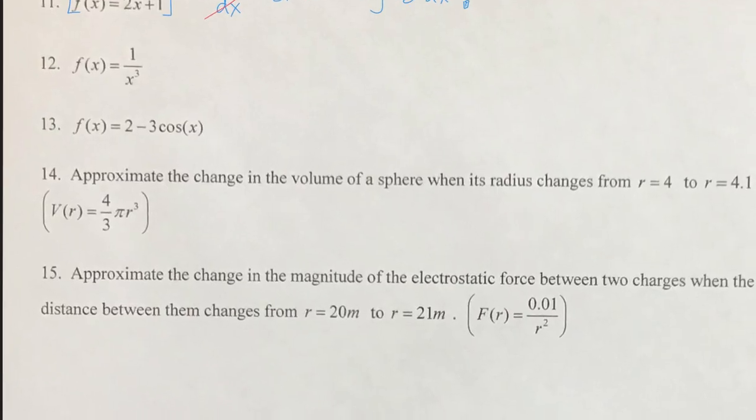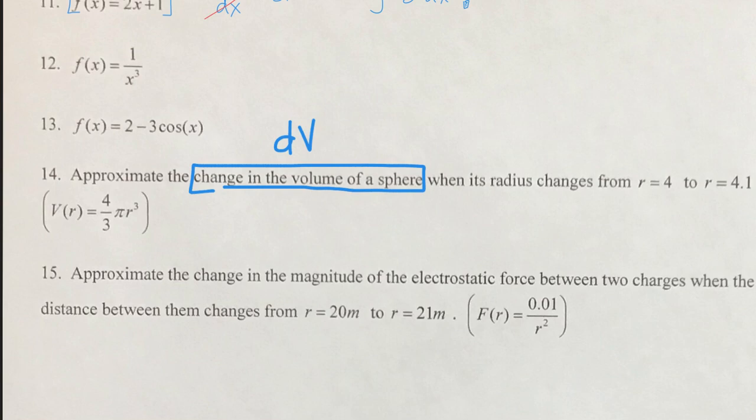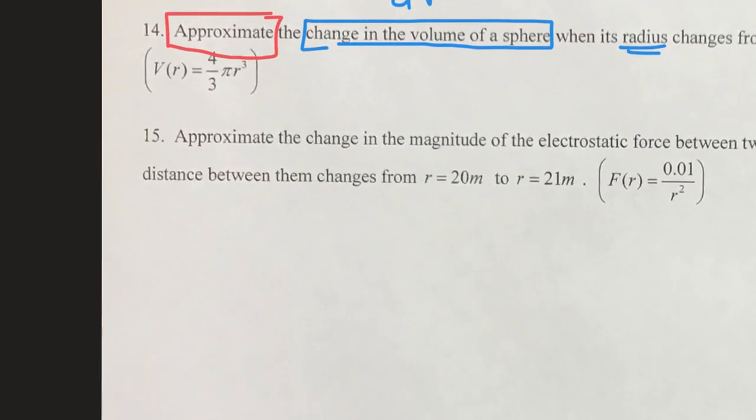Approximate the change in the volume of a sphere. Okay, so that is dV, the change in the volume of a sphere, when its radius changes from 4 units to 4.1 units, right? So it says approximate. We could do this by using the formula, but we're going to use calculus and approximate it. Okay, so let's talk about how we do that.